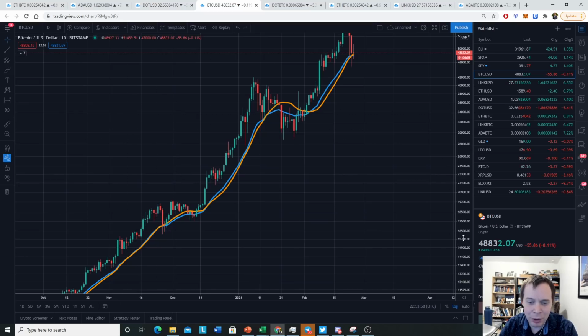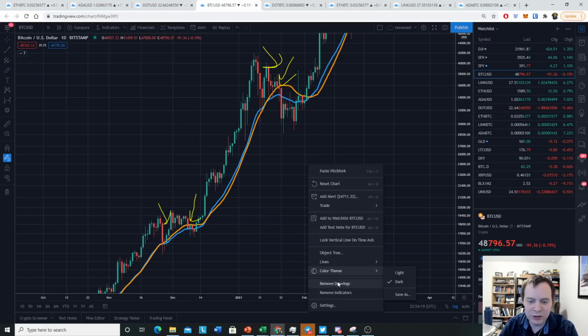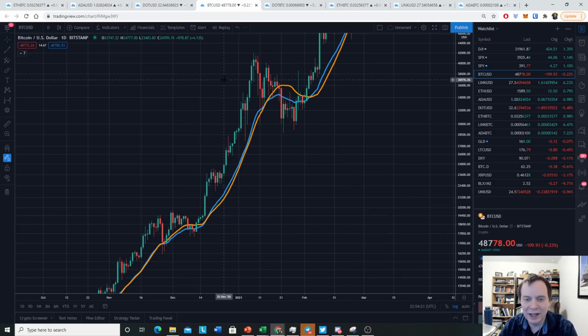And you can see that both times that we fell through it, right here and here, it corresponded to the 20-day SMA being above the 21-day EMA. And that makes sense because the 21-day EMA will react quicker to price drops than the 20-day SMA. Okay, the 21-day EMA reacts quicker, therefore it'll start curving over quicker than the 20-day SMA will.